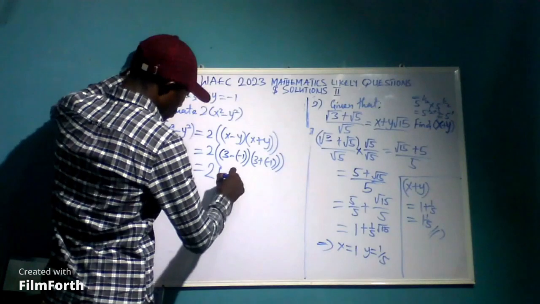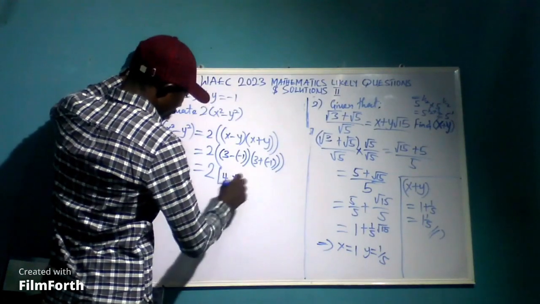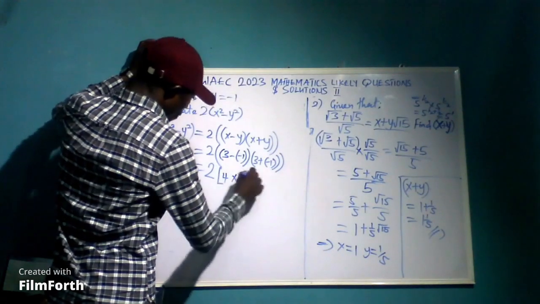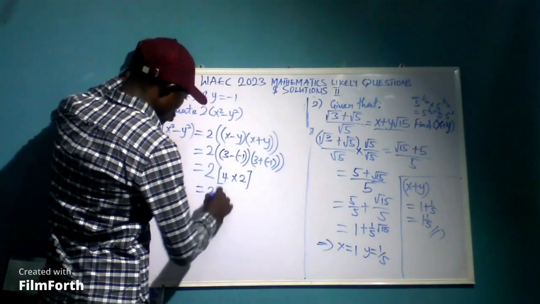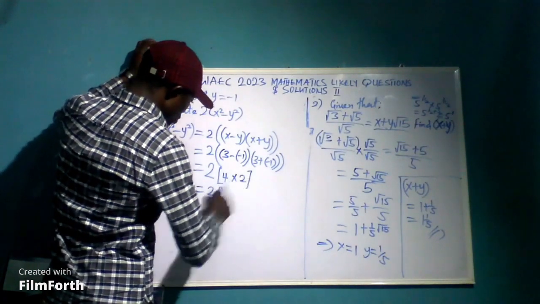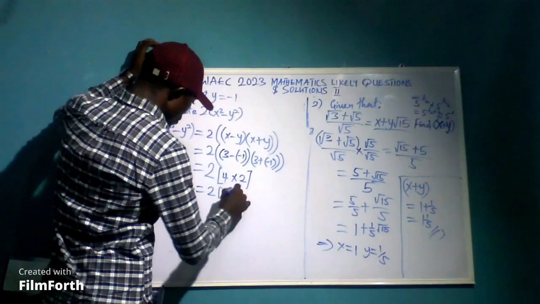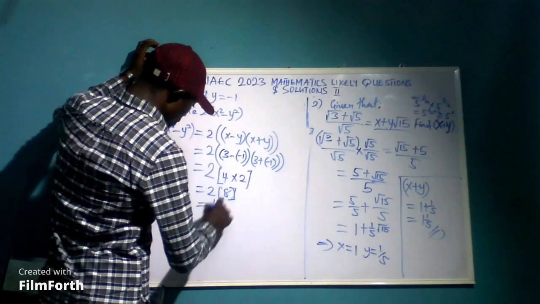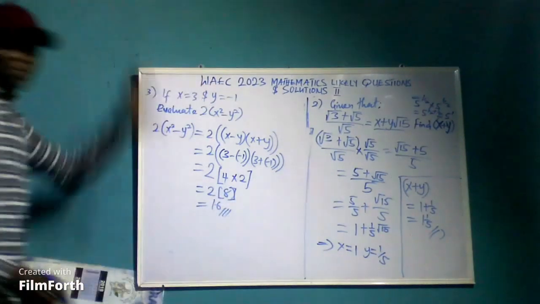So we have 2 into brackets, 4 times 2, that will be 8. Then 2 times 8 will be 16. So that is the final answer.